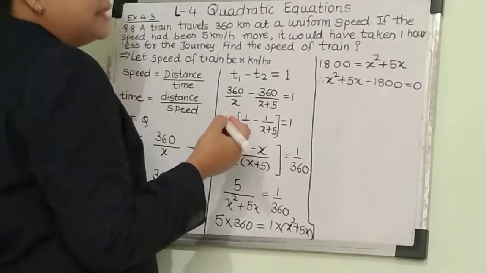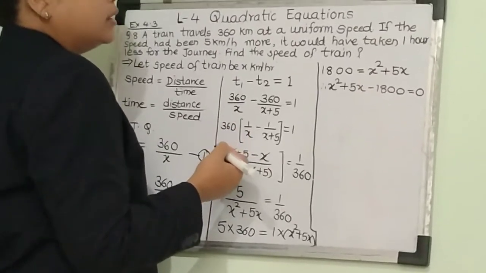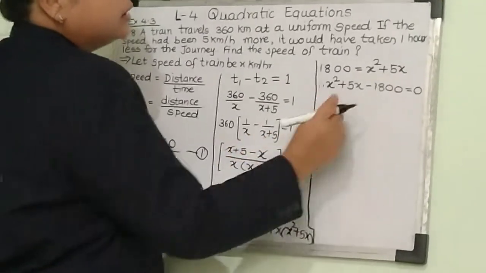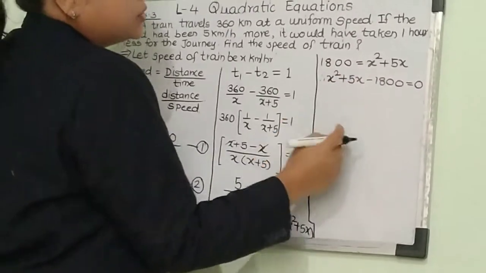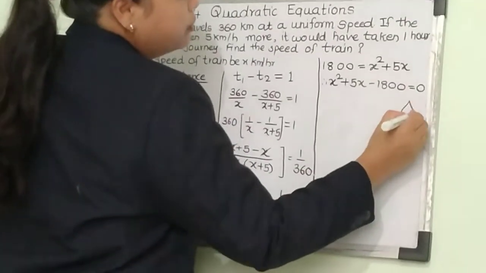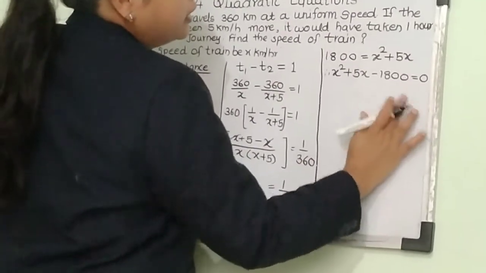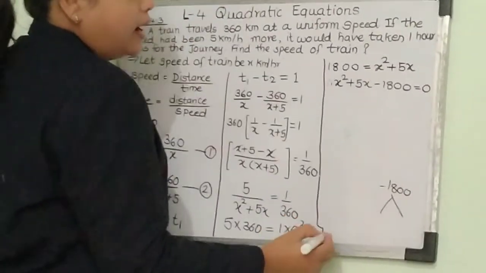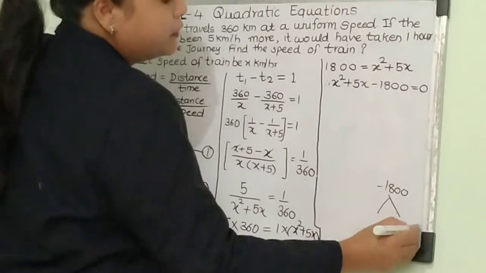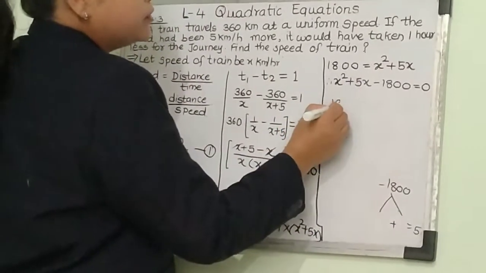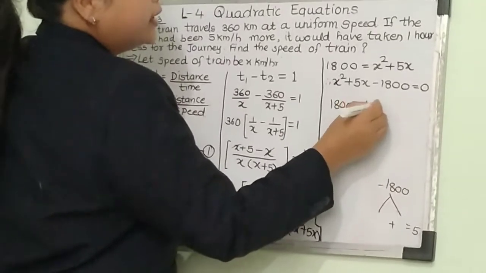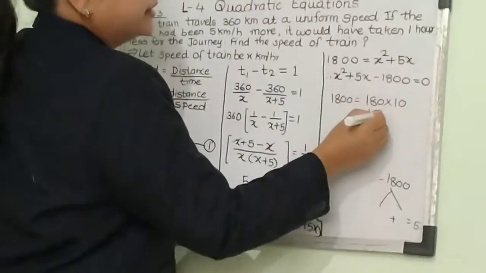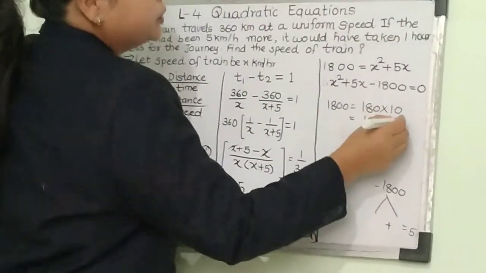Now we can use either the factorization method, the formula method or the completing the square method. I am going to use the factorization method here. So I require two numbers such that the product will be minus 1800 and the sum will be plus 5. So I will make the factors of 1800. I can write 180 into 10. Then I can write 18 into 10 into 10.